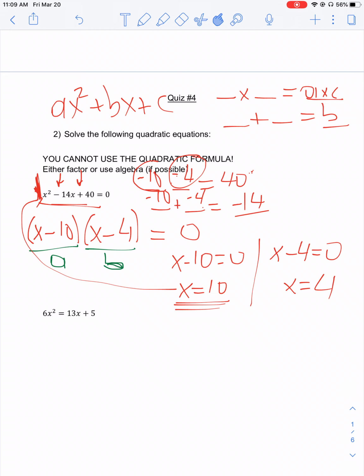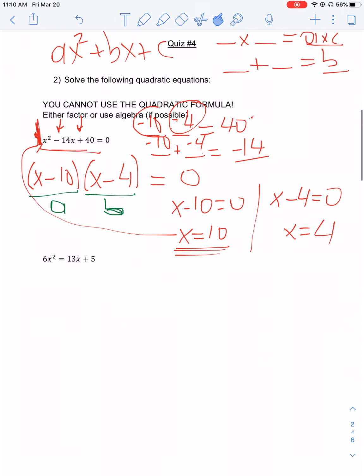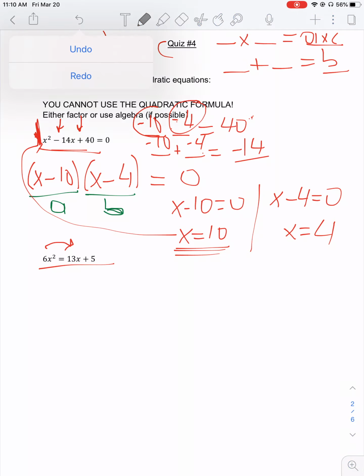Now, the second question is a little more involved, because first of all, there is a problem. I have an equation, but it's not really equal to 0. So you could either move your 6x squared to the right, or move this 13x plus 5 to the left, and get the 0. I like to keep my a coefficient positive for whatever reason. I don't know why.